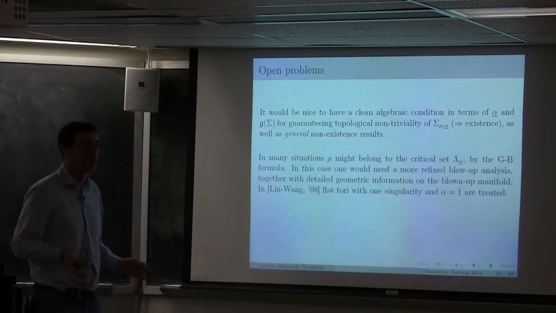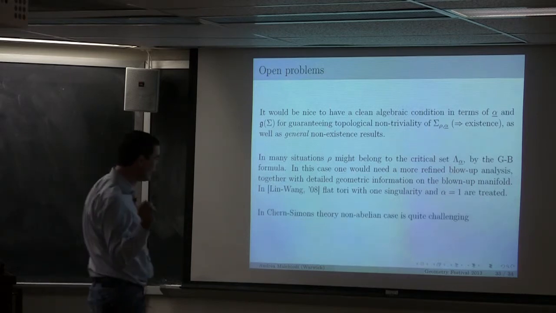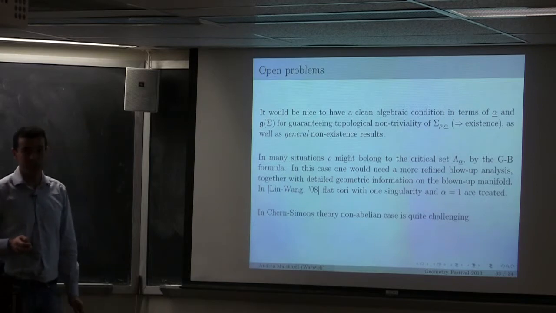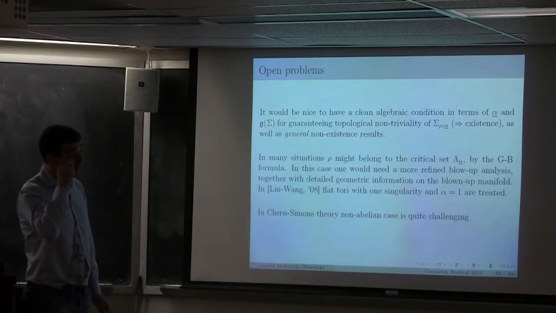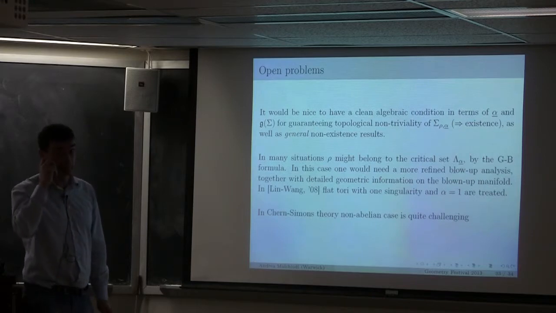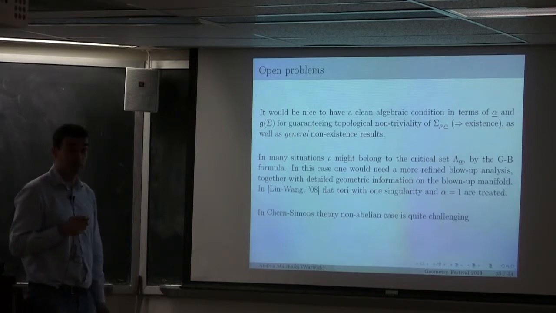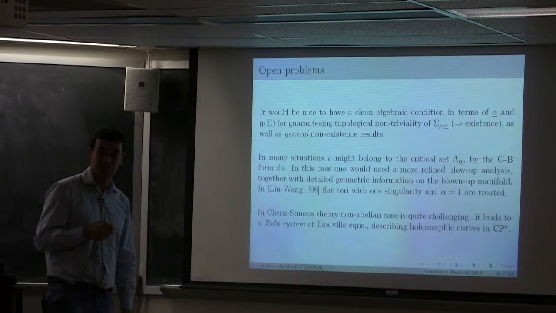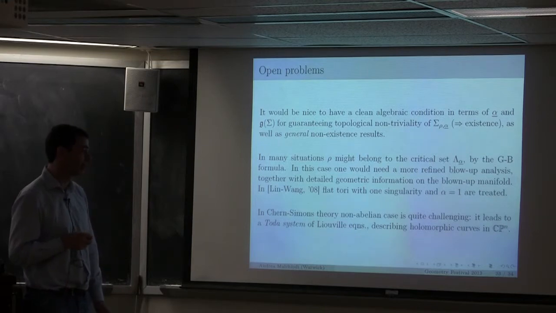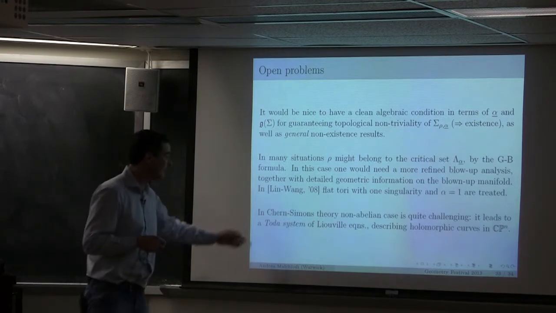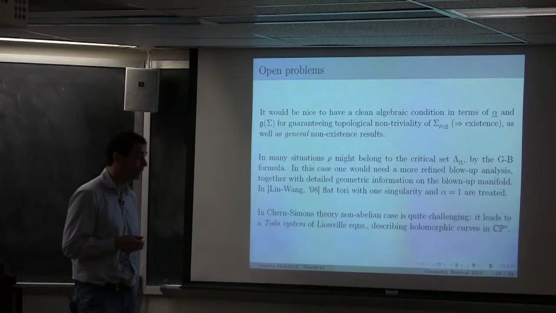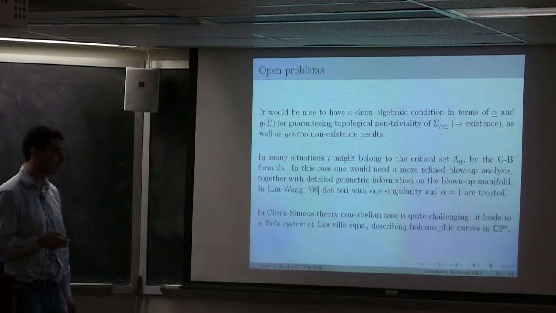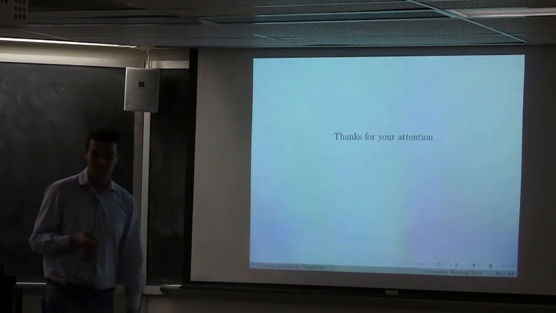So it would also be very nice to somehow interpret this theorem, to find a good explanation. And as I said, these equations also arise from physics. The scalar case would arise from abelian models. And when you have non-abelian models, then you're led to some coupled system of Liouville equations, so-called Toda systems, which also have a geometric interpretation because they describe holomorphic curves in CP^N. In general, this system is actually quite challenging. So it would be nice to find generic existence results in this case. All right, so I stop here and thank you for the attention.